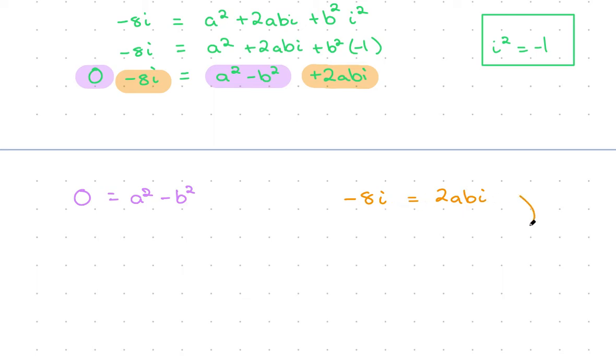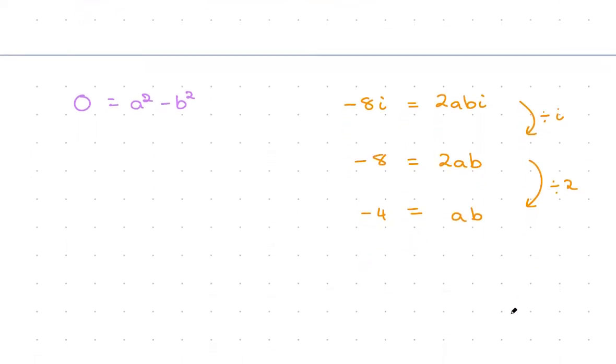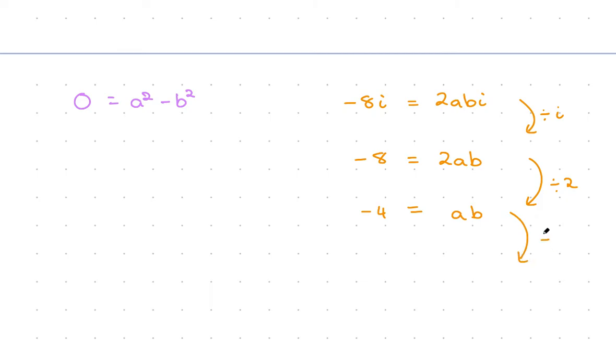The first step here is to divide by i, and if I do that I get minus 8 is equal to 2ab. I can then divide by 2, and I'll be left with ab is equal to minus 4. Then in this next step I'm going to divide by b, and I'll have minus 4 all over b is equal to a. So I've managed to get what a is equal to in terms of b. And with that piece of information, instead of a here, I can substitute in what I know it to be.